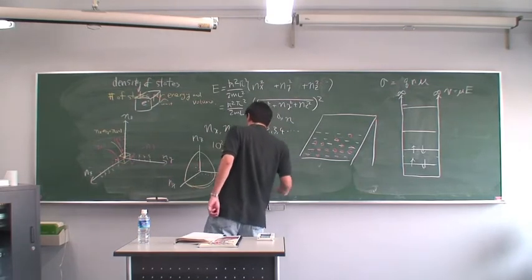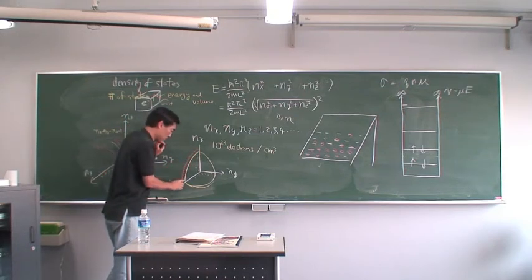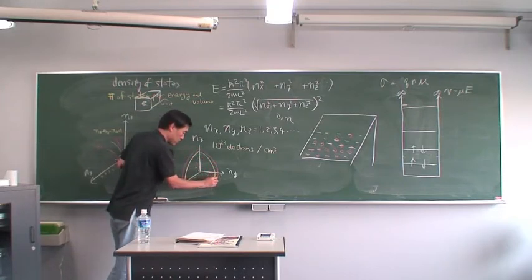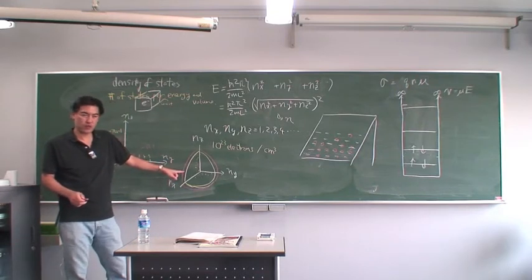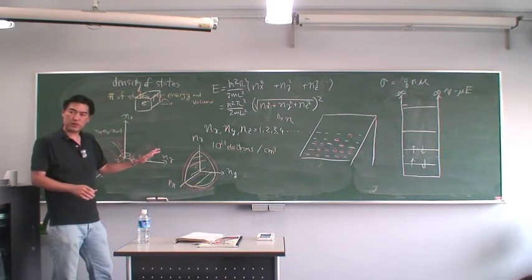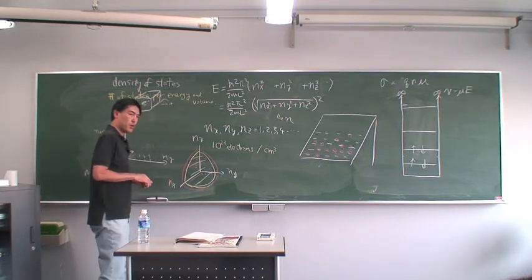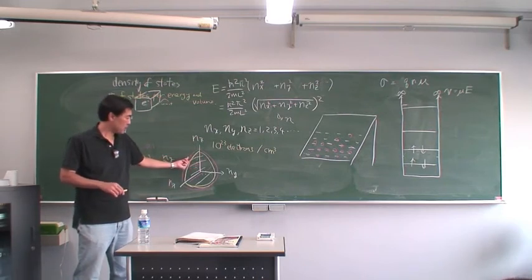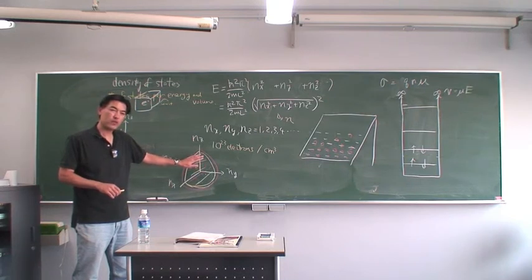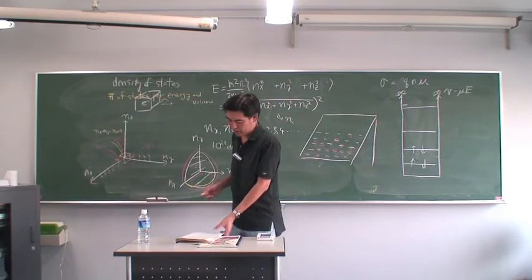To do this, what we have to do is the following. Per energy, how many states are there? We have to draw a sphere just a small amount larger than the yellow sphere, and the difference between the yellow surface and the red surface is a small difference in energy, delta E. We want to find how many states, how many points, there are in the volume between the yellow surface and the red surface. That's how to find the density of states.